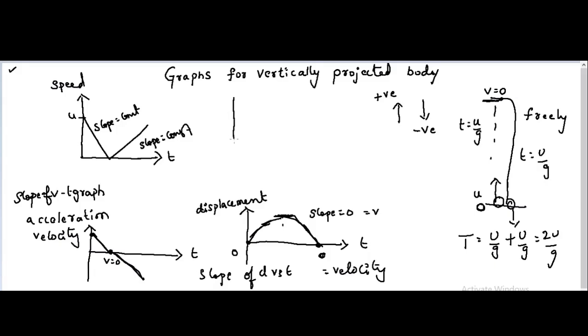So if you draw a graph between distance versus time, for the first half of the journey, the distance traveled by the projectile is this, and then the distance for the freely falling body is the second part here. Here the velocity is 0, and then again it is moving. So this is the distance time graph.